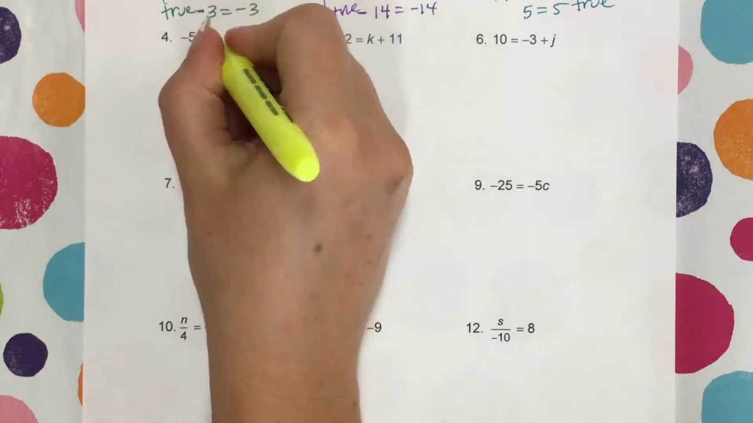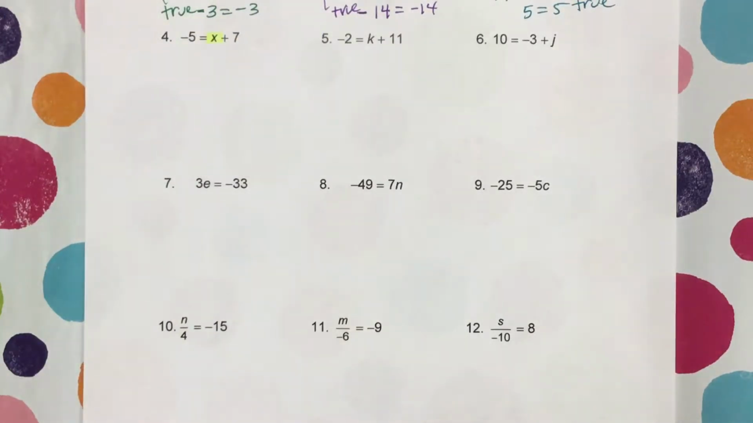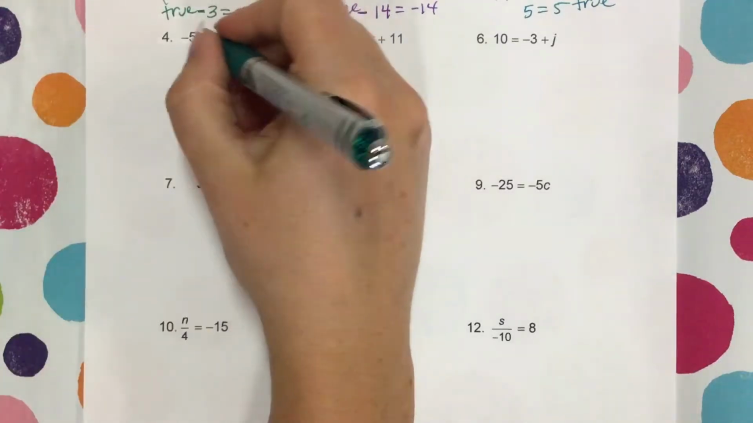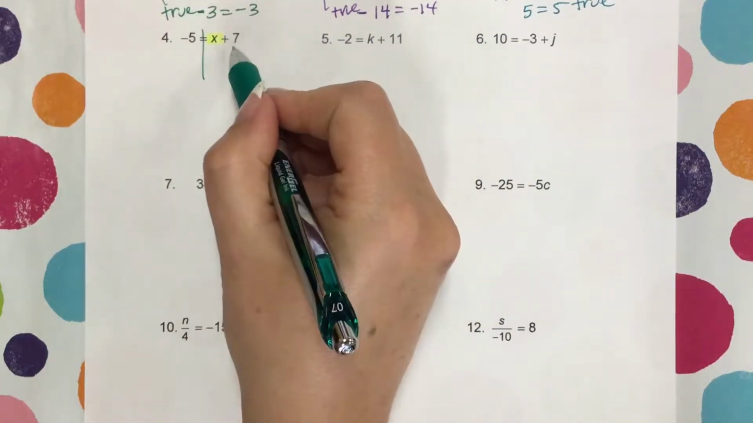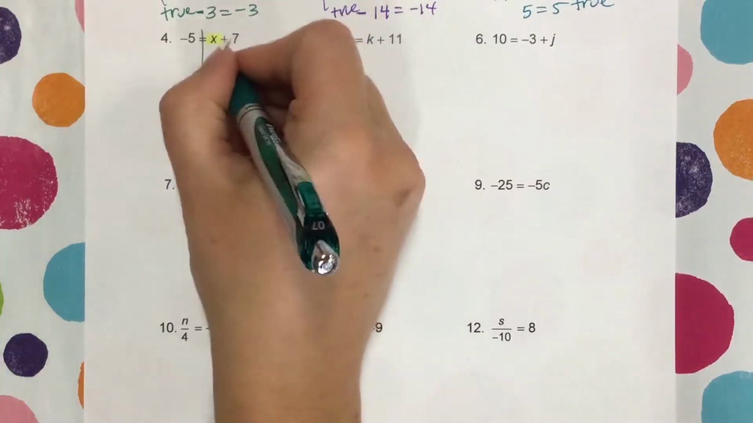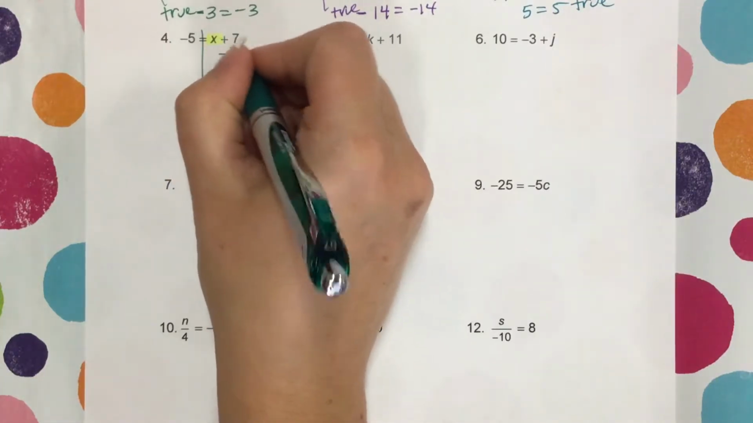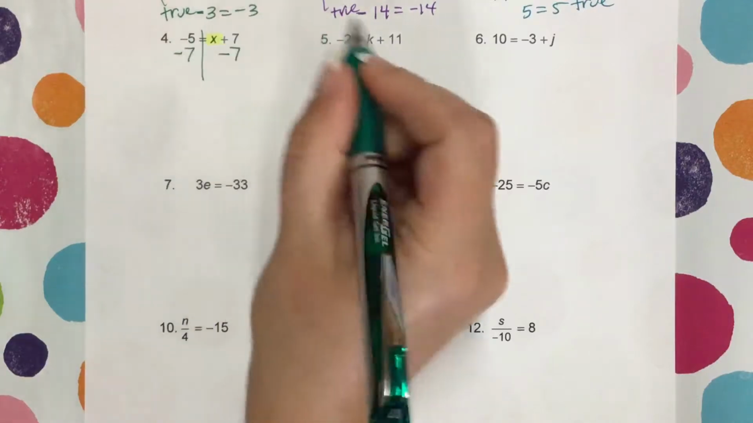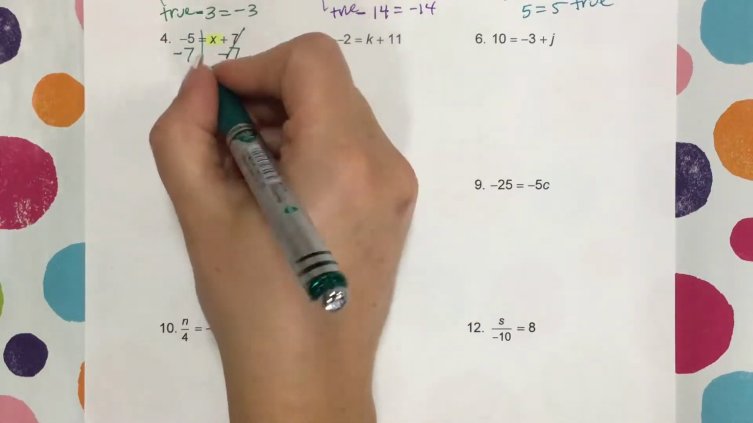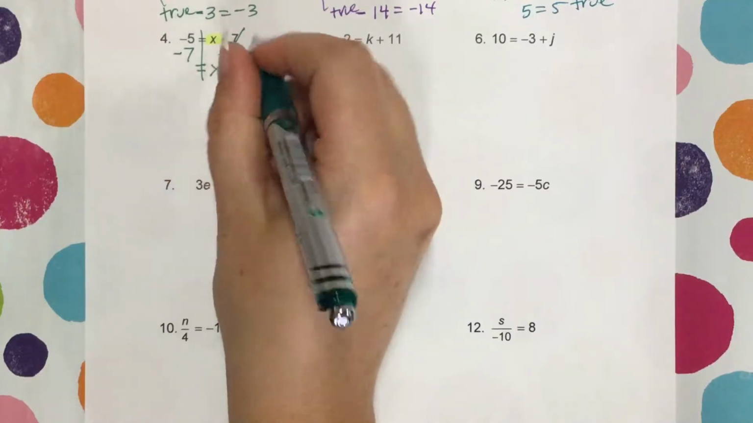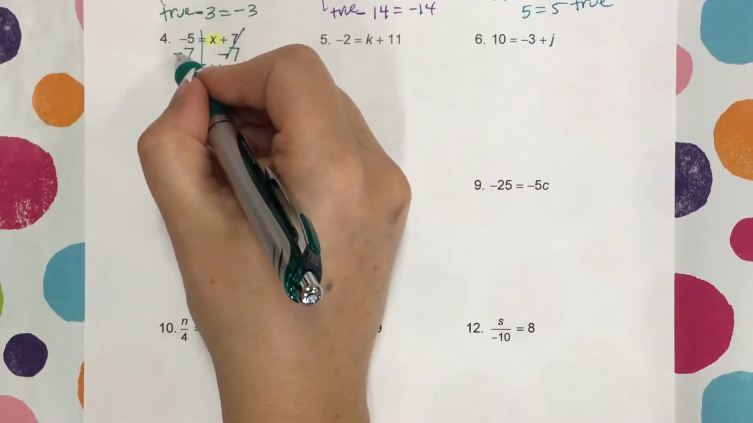We're trying to get x by itself. Right now it is not by itself. There is a positive 7, so we have to do the inverse operation of addition, which would be subtraction. We're going to subtract 7 from both sides. This positive 7 and that negative 7 are going to cancel each other out and become 0. We're left with x and negative 5 minus 7.